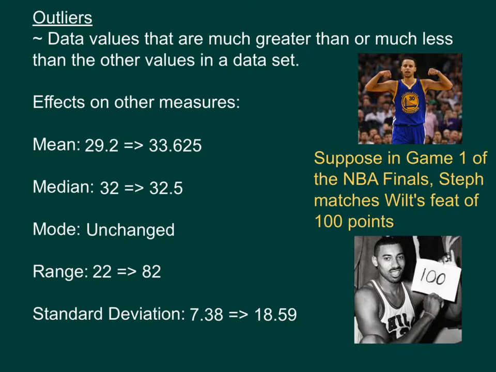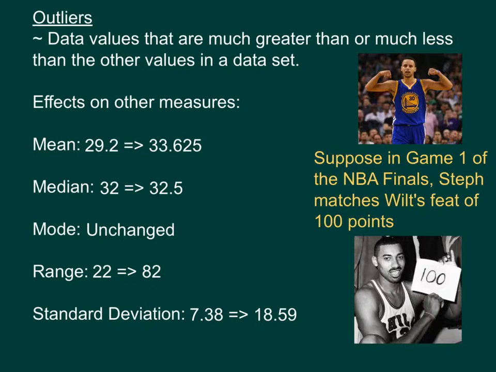The range is extremely affected, which is probably something that you would have expected. We go from a range of 22, which is not that big, to a range of 82. The difference between Steph Curry's highest and lowest scoring output is 82 points. That's a really big gap, and it just means that the data is really spread out, so it's something to consider there. And our standard deviation actually has a really big increase too.